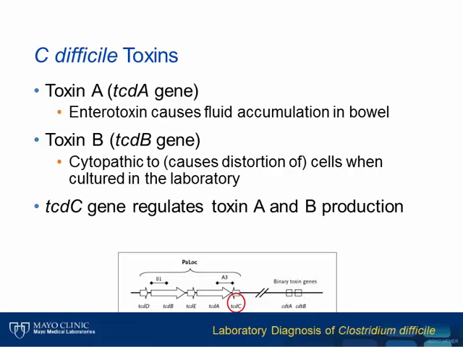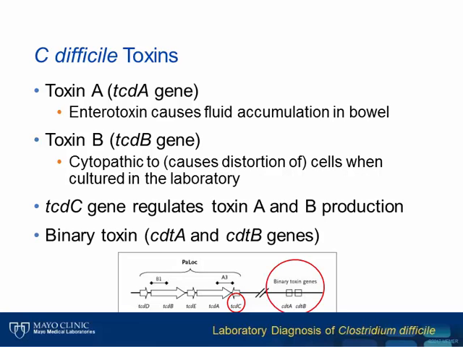The TCD-C gene regulates toxin A and B production. Genes CDTA and CDTB are located at an unknown distance from the pathogenicity locus and encode the binary toxin.